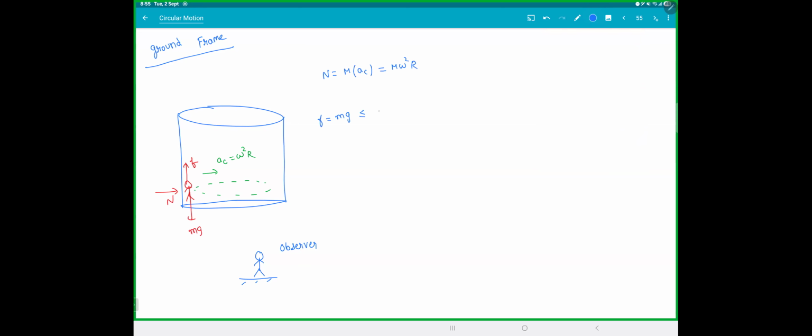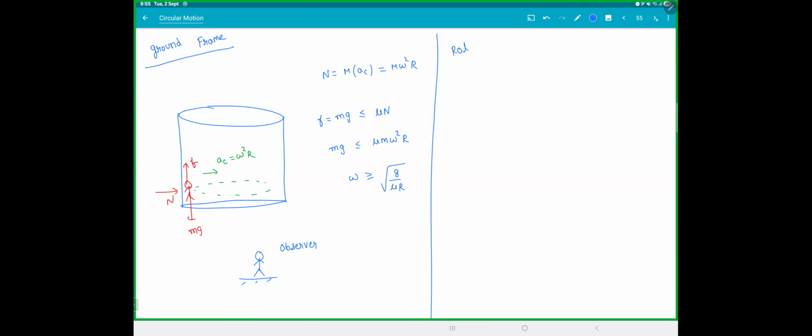But we know F must always be less than or equal to maximum mu into N. So mg is less than or equal to mu m omega square r. We get omega must be greater than or equal to root over g by mu r. So this is the minimum speed. Anything more than this, you are safe. Anything less than this, the kid will slip.